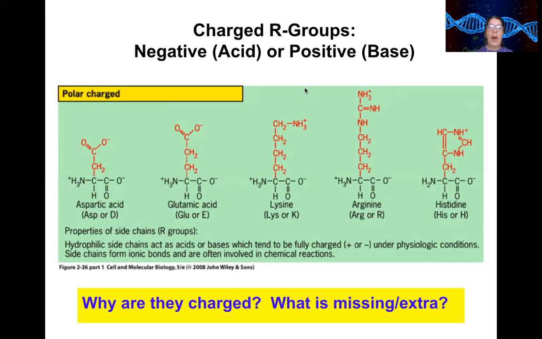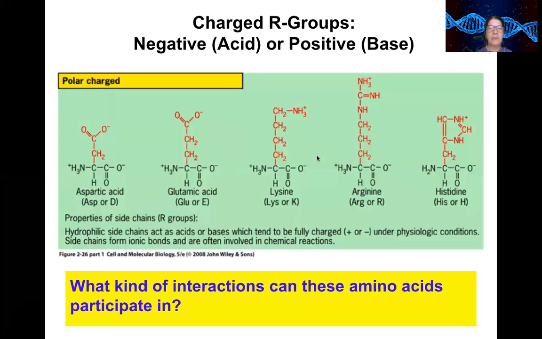So what kind of interactions can these groups participate in? These two are negatively charged, these three are positively charged. So a negatively charged amino acid can interact with a positively charged amino acid, forming ionic interactions or ionic bonds.